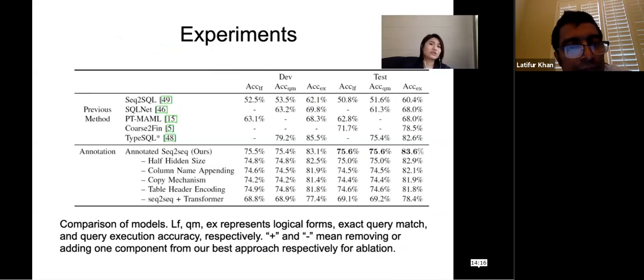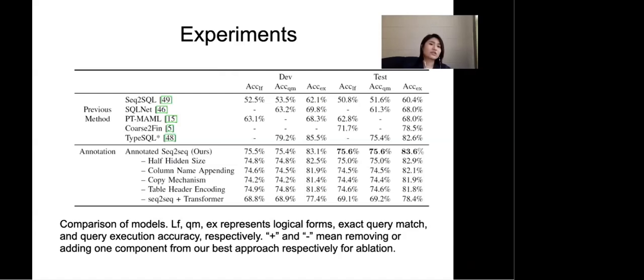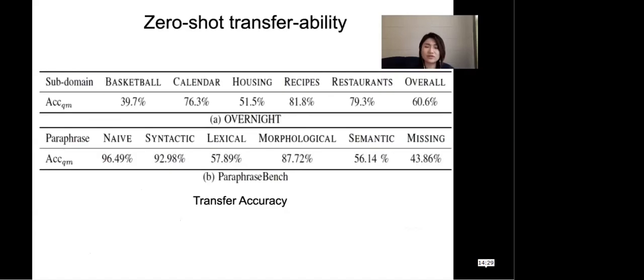Okay, and then what are the data sets you use for the experiment? For the training, we use VKSQL, and for transfer learning, we use Overnight and the other data set called Paraphrase. Yeah, we use 3 data sets in total. Okay.